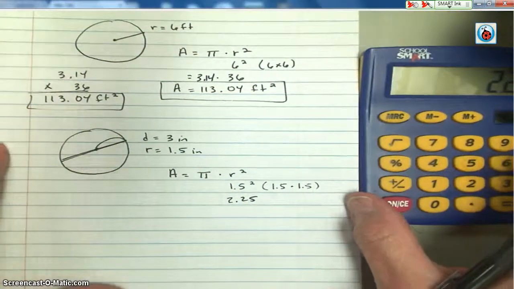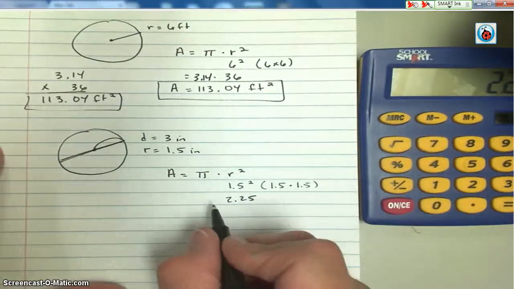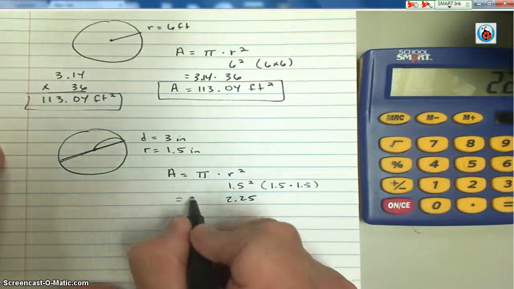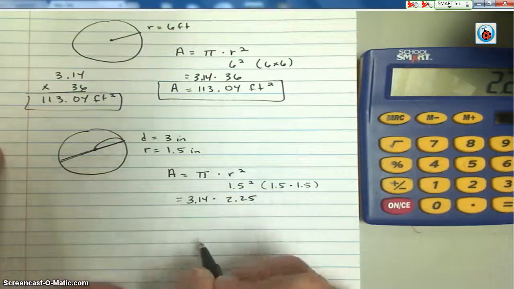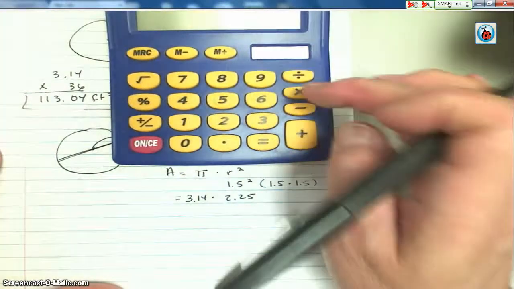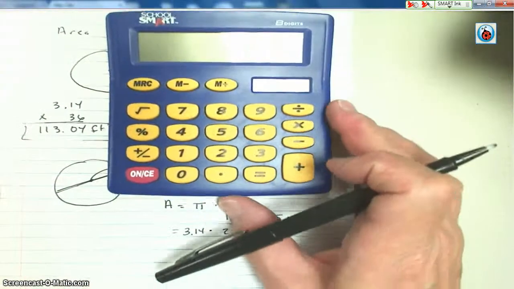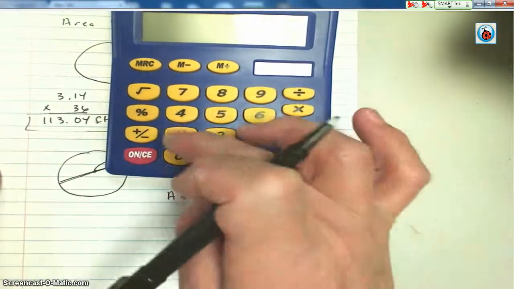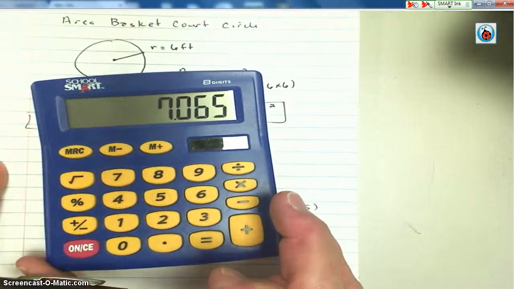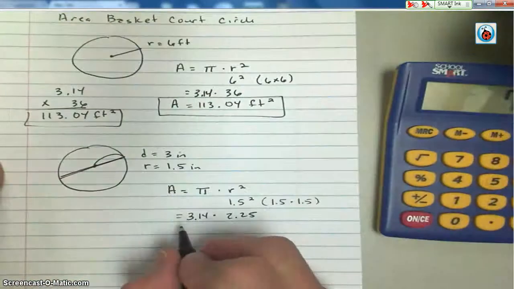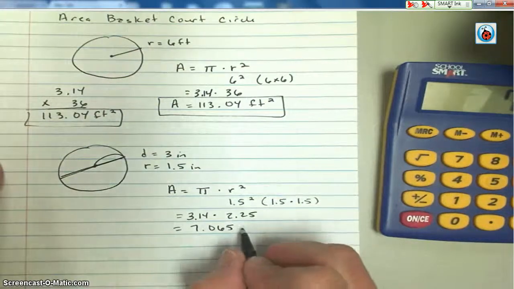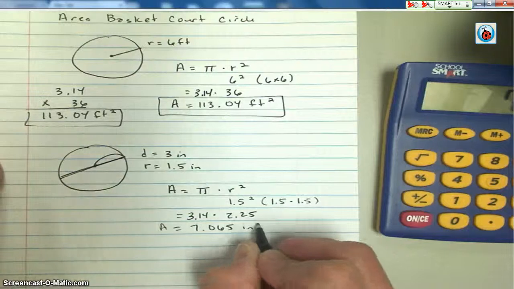And you can stop and pause this video at any time so you can get caught up. So 1.5 times 1.5 is 2.25, and we're going to multiply that times pi, which is 3.14. And if you slide your calculator over, 2.25 times pi, 3.14, I get 7.065. So area is equal to 7.065, and we label it: area is equal to inches squared.